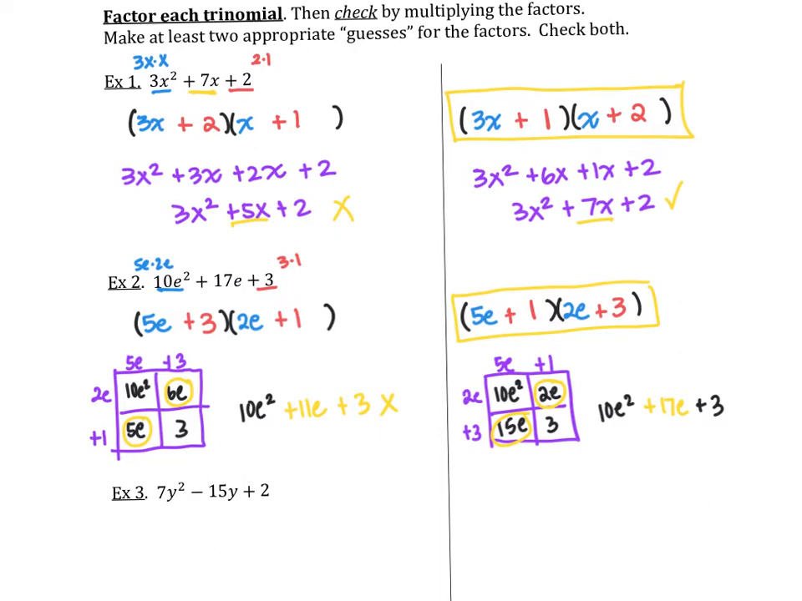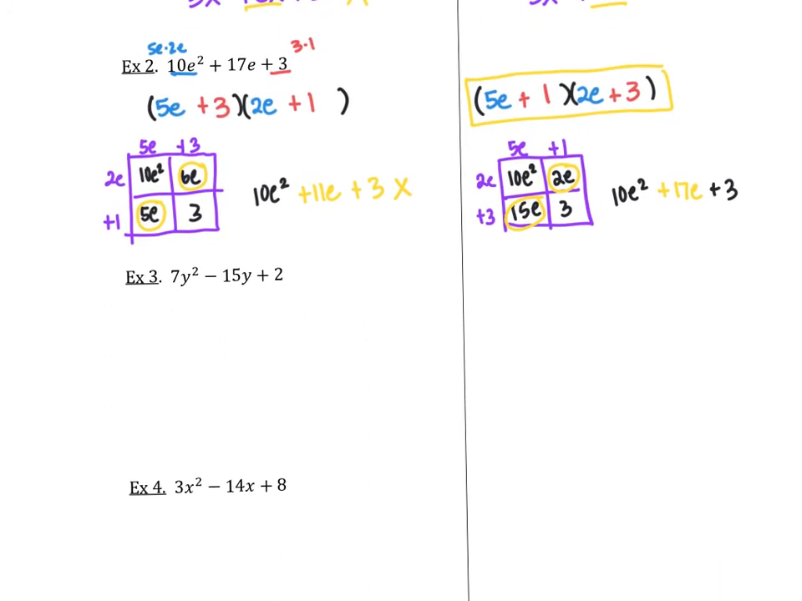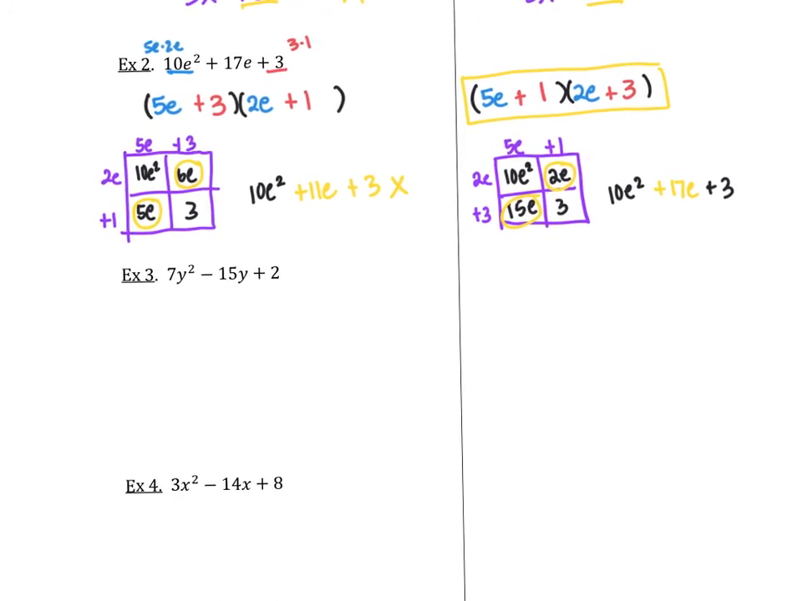Okay, and if I had guessed it right the first time, I still would have shown my work only because I'm asking you to check it 2 different ways. Okay, so for example 3, I'm going to start introducing negative signs, but I'm going to do the same method. I'm just guessing and checking.